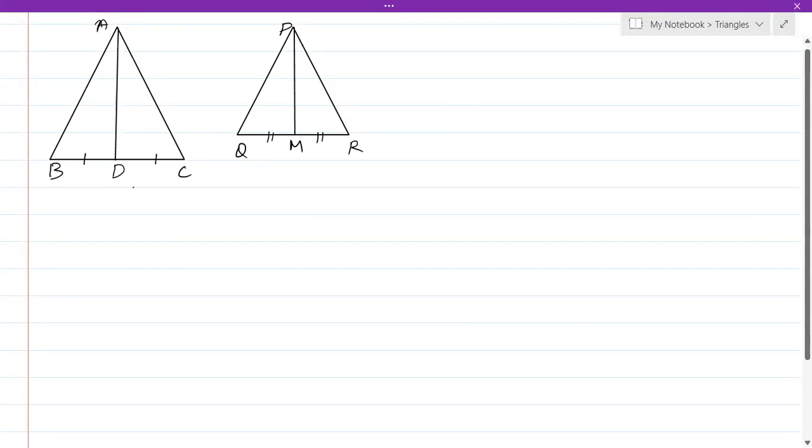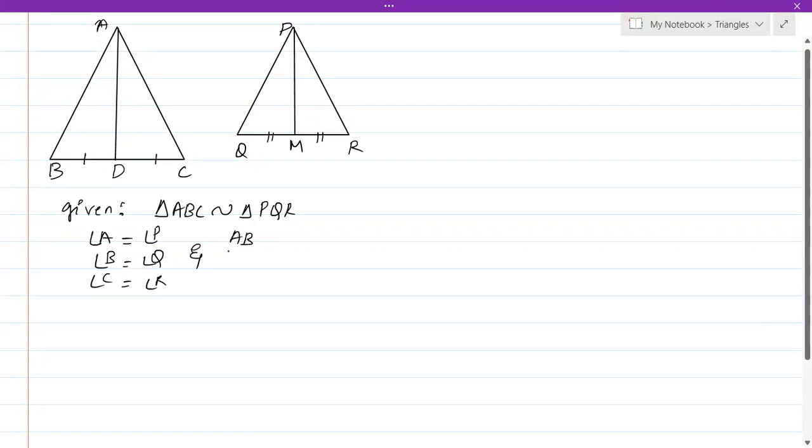So what is given is that triangle ABC is similar to triangle PQR. So we know that if two triangles are similar, then corresponding angles are equal. Therefore, angle A will be equal to angle P, angle B will be equal to angle Q, angle C will be equal to angle R. Along with that, we can also say that the corresponding sides are in proportion. That is, AB by PQ will be equal to BC by QR. That will be equal to AC by PR.